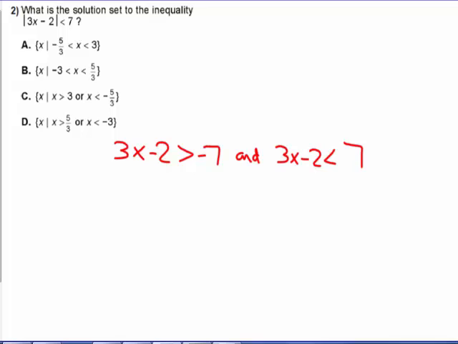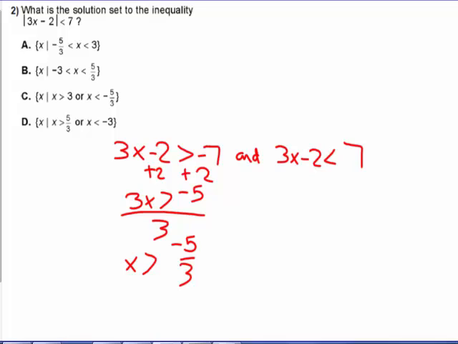The first one, we remove the absolute values, flip the inequality, and change the sign of everything on the right. The second one, we keep the same. So we're going to add 2 to both sides. We get 3x is greater than -5. Divide everything by 3. X is greater than -5/3. And that's actually enough to find our answer, but we'll keep working this out to make sure we know how to do the whole problem.